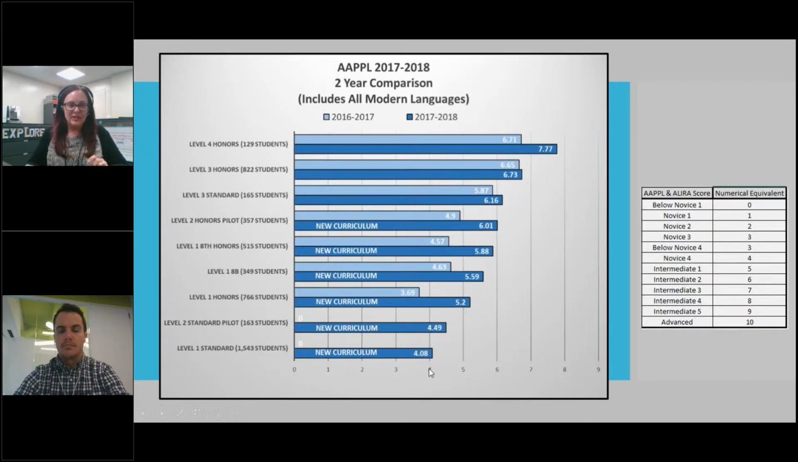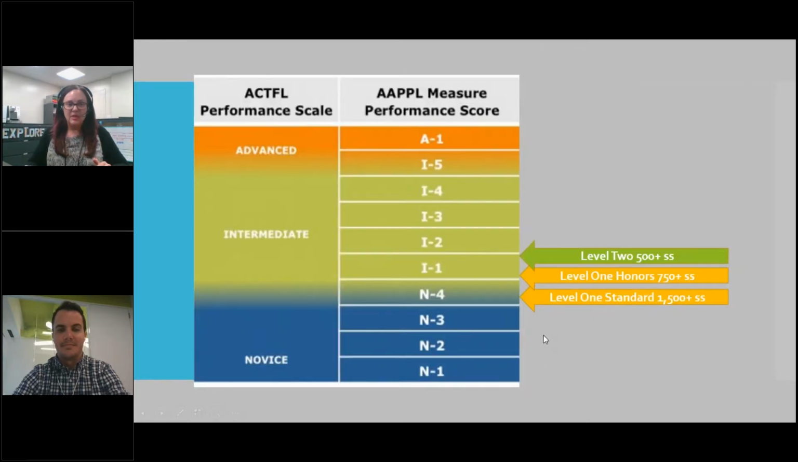If you're looking at this right here, our level 1 standard kids scored an N4, just above an N4, which is novice high. Not bad, right? For 1 year. So we were very pleased with that. Maybe you might be more familiar with this measure here. This is from the Apple site. So this is where our level 1 kids are, novice high. This is novice low, novice mid, novice high. Just to give you an idea.